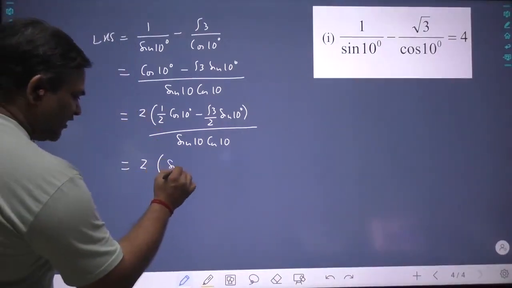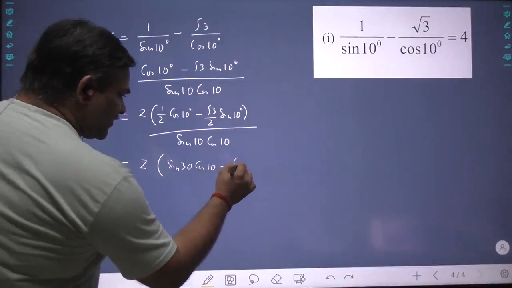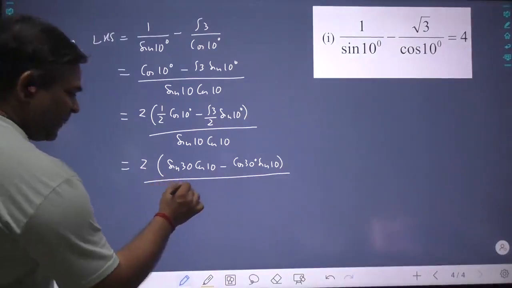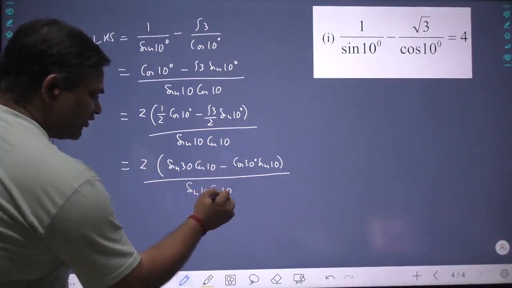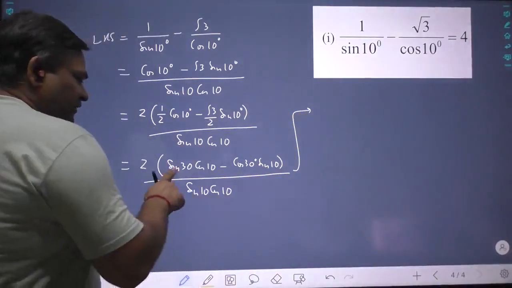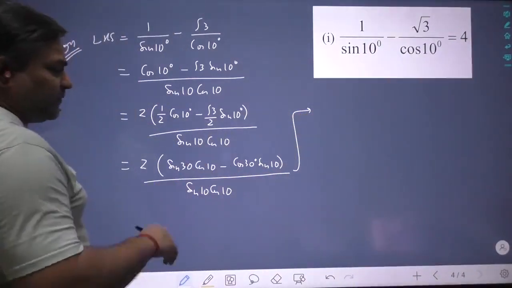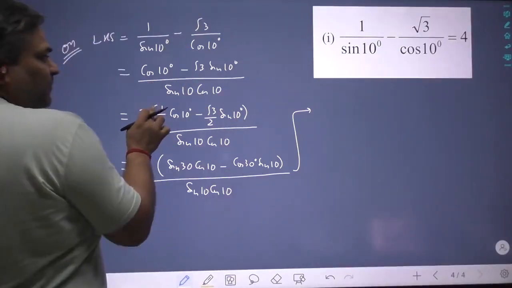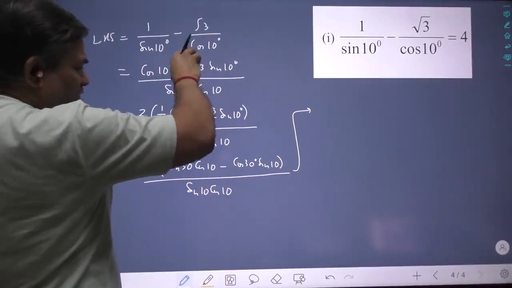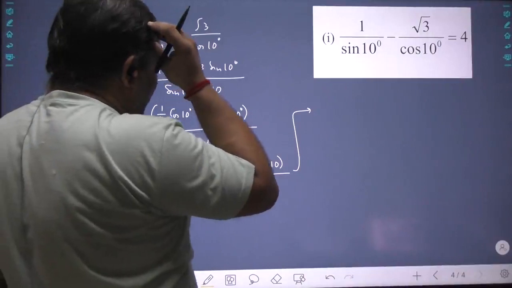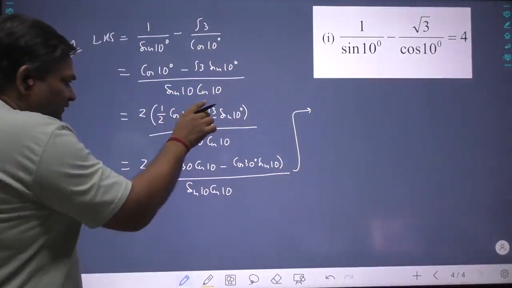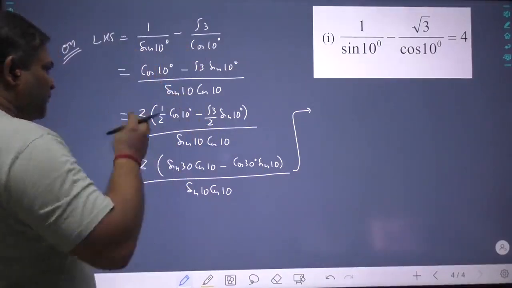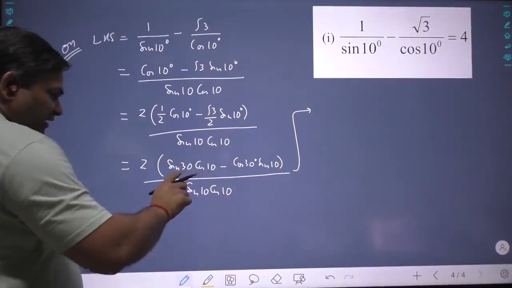This half I will write down as sine 30 cos 10 minus cos 30 sine 10, and I have here sine 10 cos 10. So if you look at the formula, sine A cos B minus cos A sine B. So what is the point? The point is that whenever your eyes see root 3 and 1, a spark should come into your mind. Can I divide it by 1 by 2 and form like this? Whenever your eyes see root 3 and 1, a spark should come here. Can they be divided and written like this?